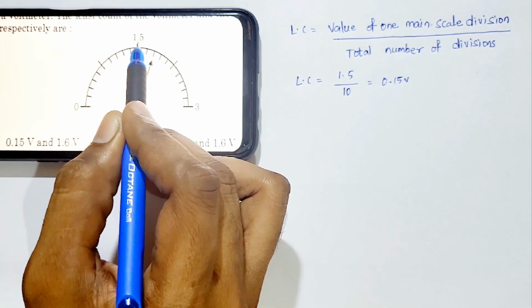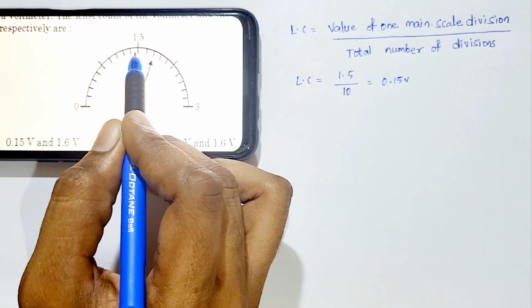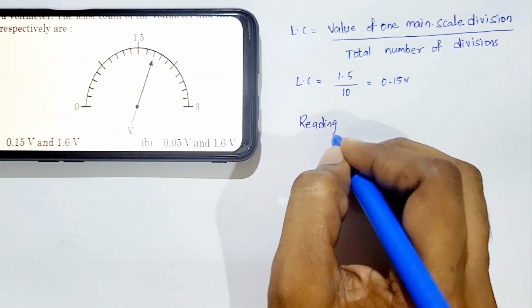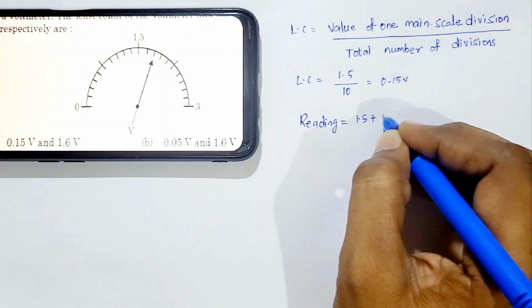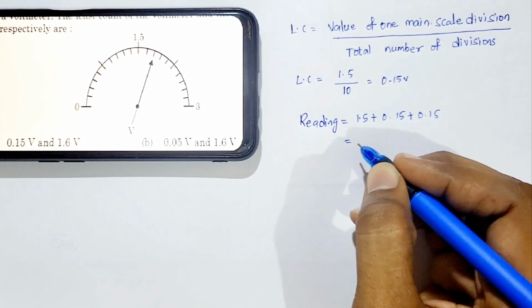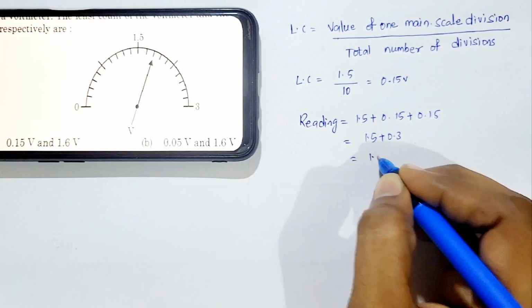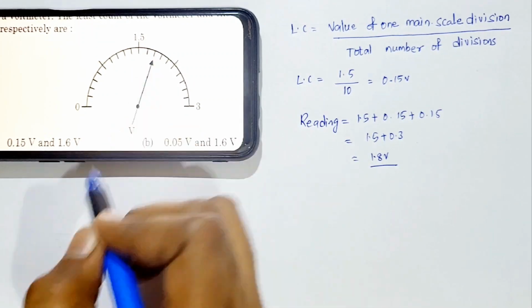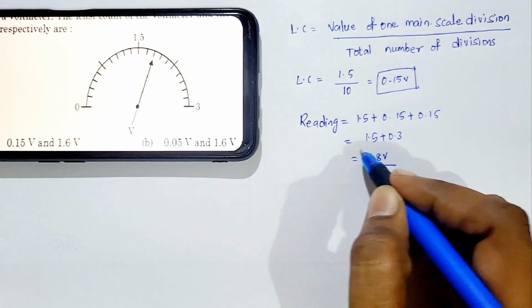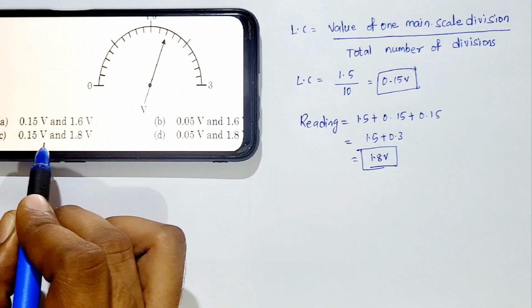Up to here is 1.5, correct? And from here to here 0.15, from here to here 0.15. So the reading will be 1.5 plus 0.15 plus 0.15, which is 1.5 plus 0.3. It is 1.8 volts. So the reading is 1.8 volts and the least count is 0.15 volts. See, here is the answer: 0.15 volts and 1.8 volts.